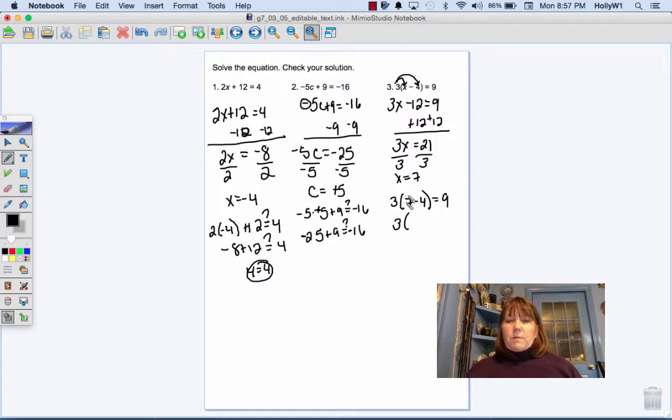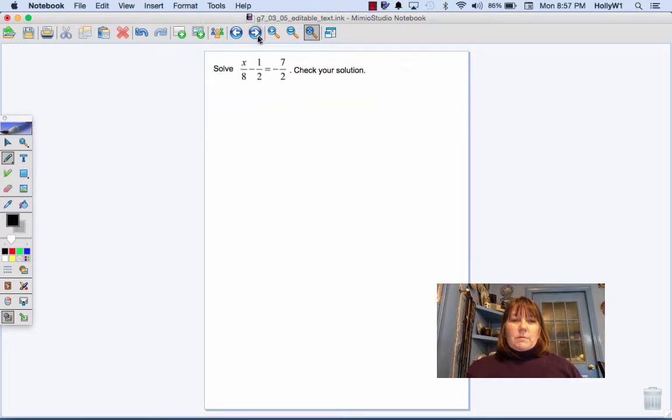Doing PEMDAS, we know that we do the parentheses first. 7 minus 4 is 3. So we're asking if this is true. Is that equal to 9? And yeah, 3 times 3 is 9. So those are equal, and that works. Okay, let's go on to the next one.